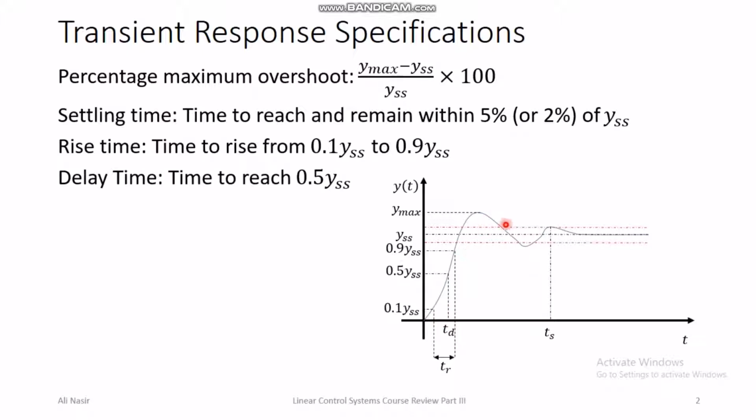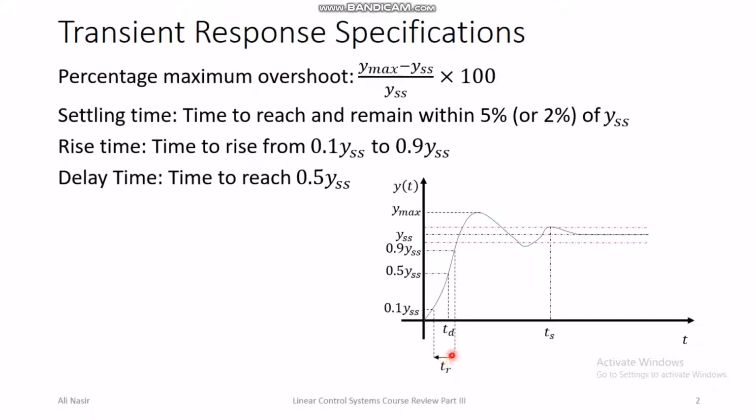So this is the diagram or graphical depiction of all the performance specifications. You can see here that this is the response of the LTI system. Basically this is a step response. You start with 0 initial condition, and the time to rise from 0 to 50% of the steady state value is the delay time, and the time to go from 0.1 or 10% of the steady state value to the 90% of the steady state value is the rise time.